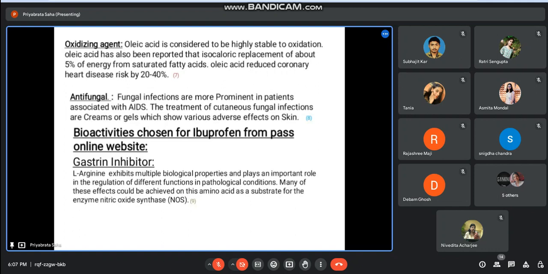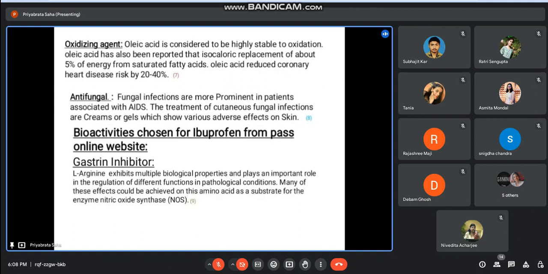Next, antifungal. Fungal infection are more prominent in patients associated with AIDS. The treatment of superficial fungal infection are cream or gel which show various adverse effects on skin. Next, bioactivities chosen for ibuprofen from PASS Online website.